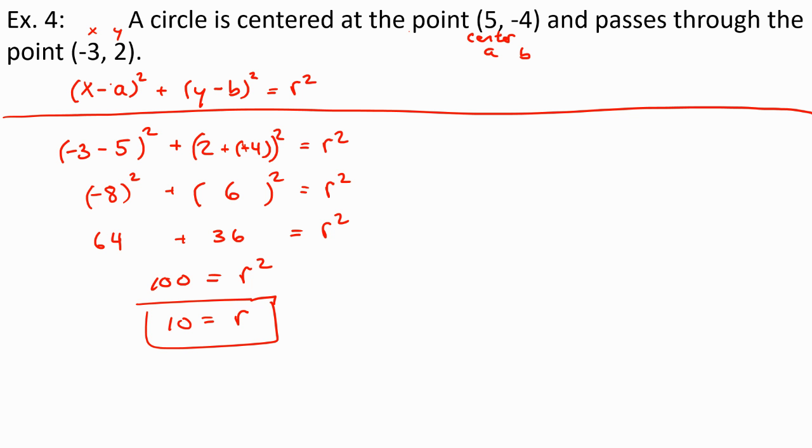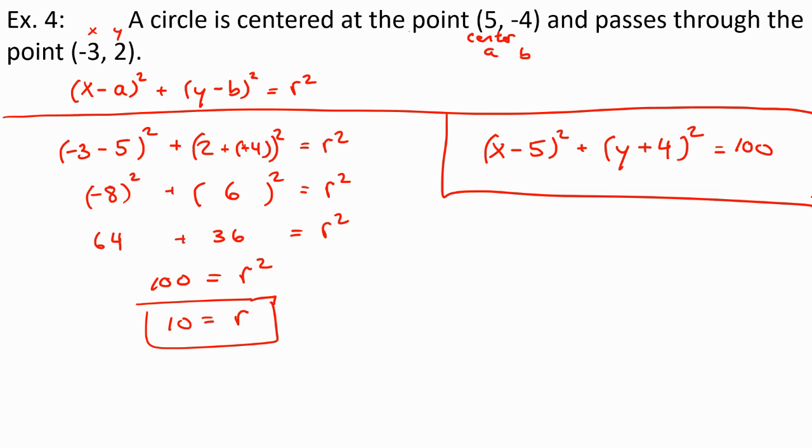We plugged in a, b, and x and y. So now to write the formula, x minus a, y minus b. So b is negative 4 already, so that's going to turn into y plus 4. Remember, the center is opposite of what it looks like in those parentheses. Negative 5 and plus 4, or minus 5 plus 4. And then we found the radius. It's 10, so 10 squared is 100. And there's our formula.